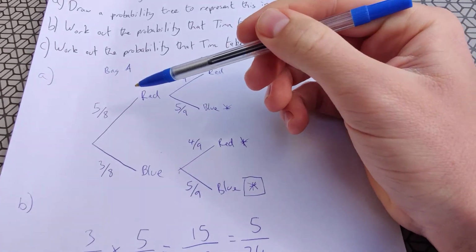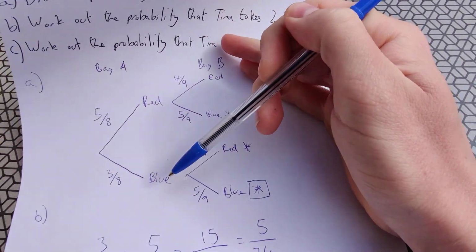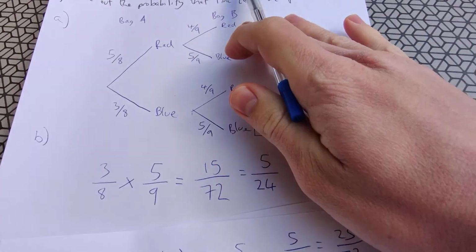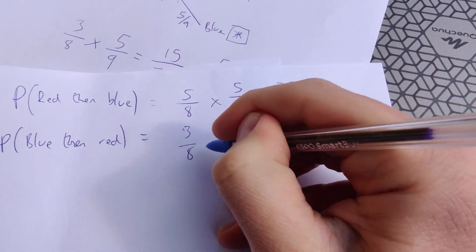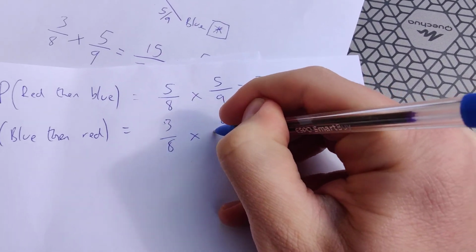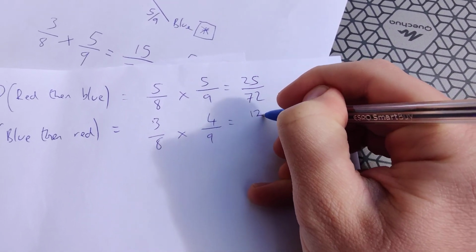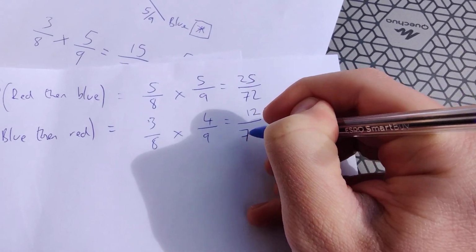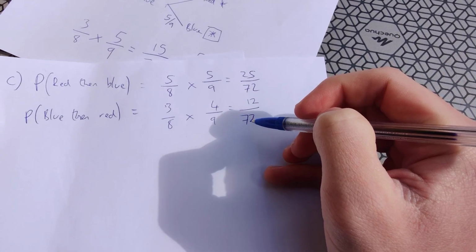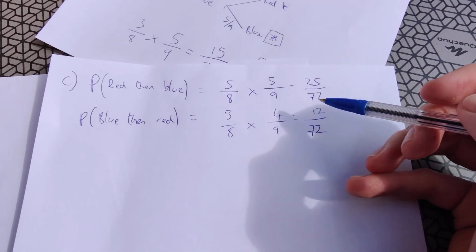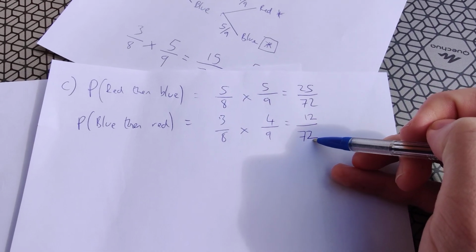Okay, and then the probability of blue then red, I'm going to do the same way. If I come back to my tree, blue then red is 3/8 times 4/9. So I'm going to do 3/8 times 4/9, and that's going to be 12/72. I could simplify that, but I'm not going to simplify it at this moment in time, because I want either this thing to happen or this thing to happen.